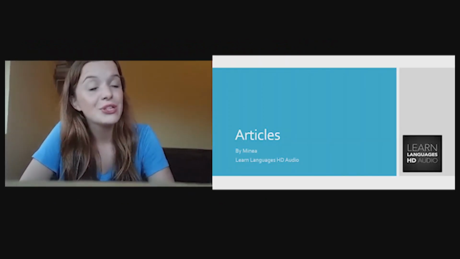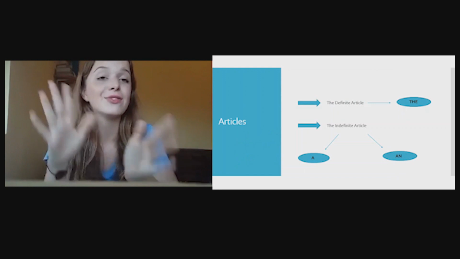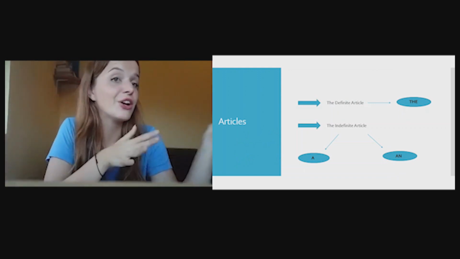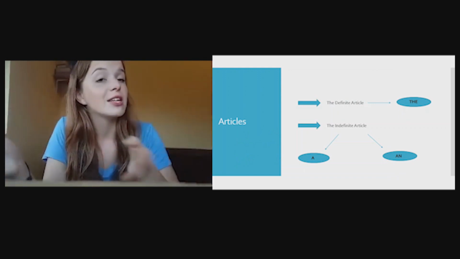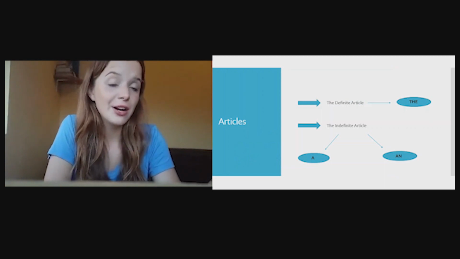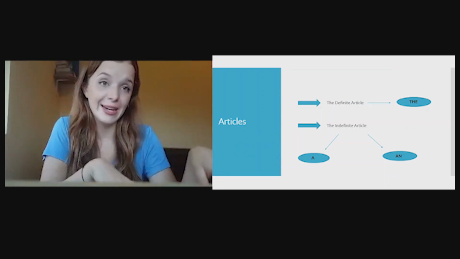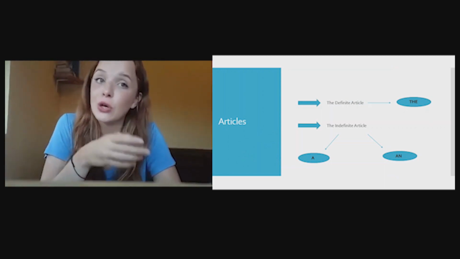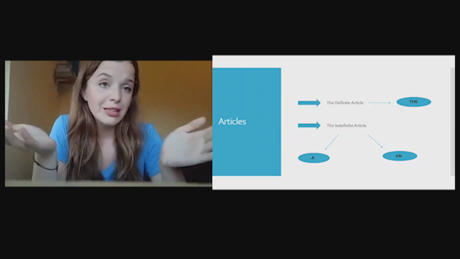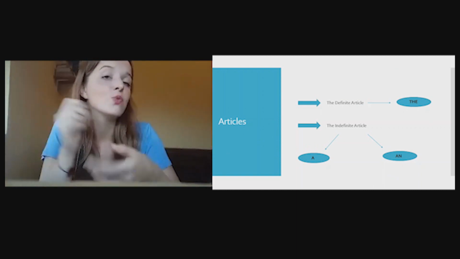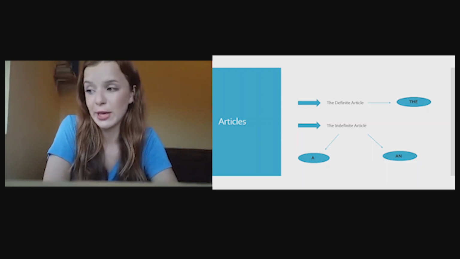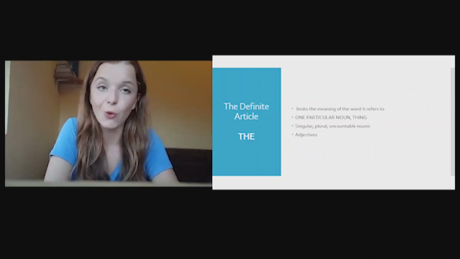So, English language has two kinds of articles. They have definite article and indefinite article. Definite article is the, while indefinite articles are a or an. We are going to go into all of these separately and explain in what situations you can use them. So let's start with a definite article.